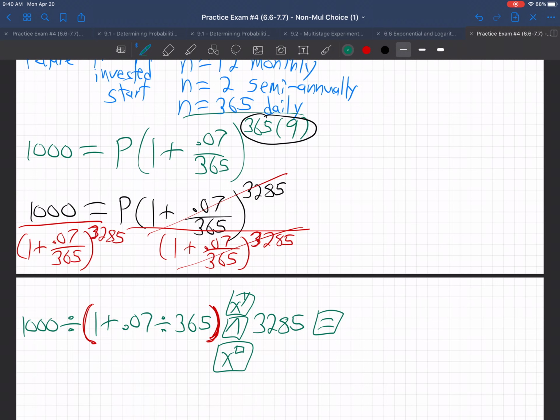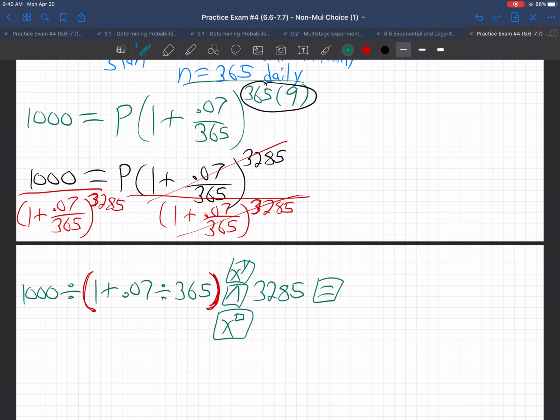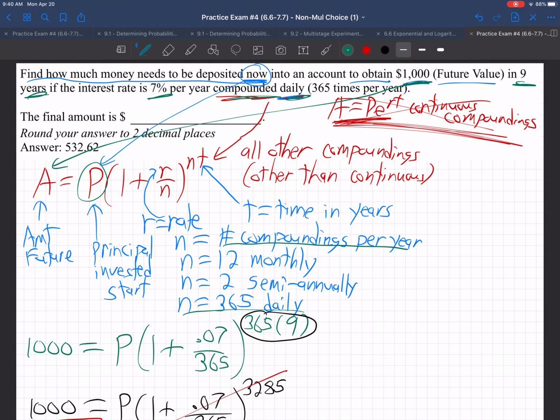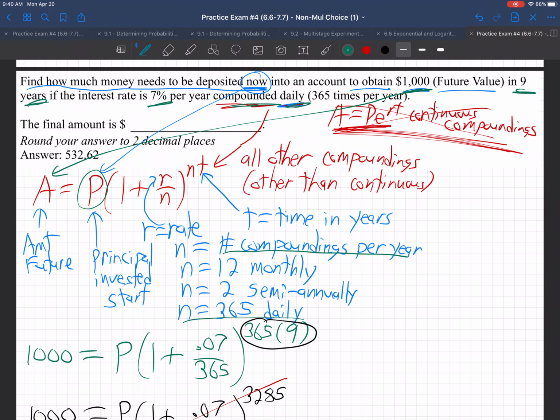I'm getting 532, and all this is what P is going to be. So P, the principal, is 532.62. Meaning that's the amount of money that should be invested. If you go back, that's the answer. That's the amount of money that should be invested at the start, right here. That's the principal that should be invested, that will grow to become $1,000 in 9 years.